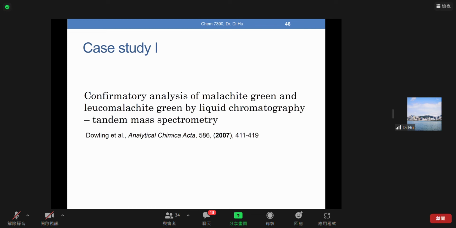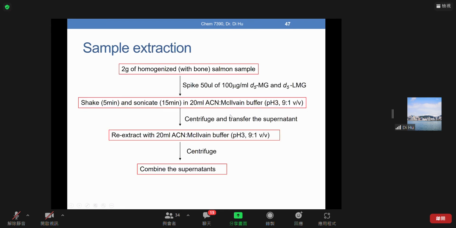So let me see. Now it's one of the case studies I want to show you. This I got from this paper. It's the confirmatory analysis of malachite green and leucomalachite green by LC-MS/MS. You can see they homogenize the sample, but you have to really mention when you do this kind of food sample analysis whether it is with bone or with skin or something, okay? And then you spike the deuterated malachite green or leucomalachite green.